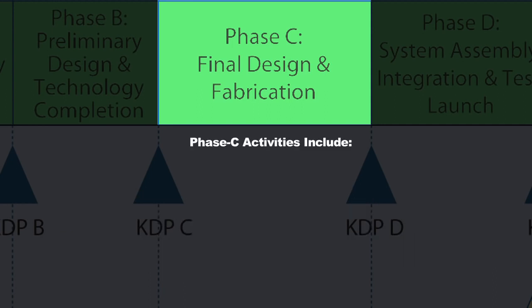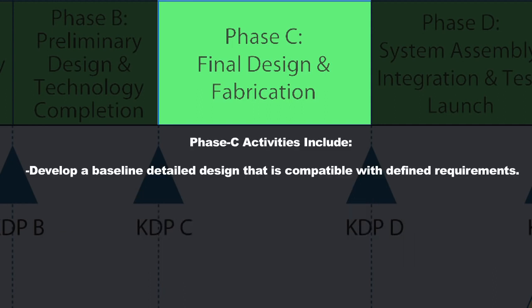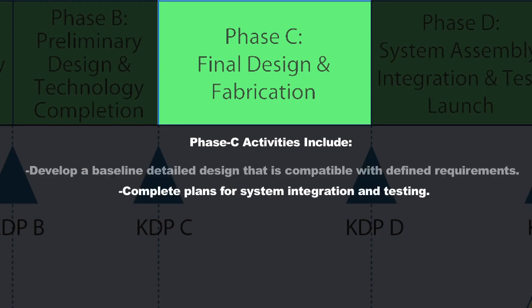Phase C activities include developing a baseline detailed design that's compatible with all of the requirements down to the lowest level that you've defined in earlier periods. Completing plans for system integration and testing. This will be the part where you're going to actually put the system together and test that at a full system level it operates properly, and you have to have all your plans laid out in Phase C to be able to do that.